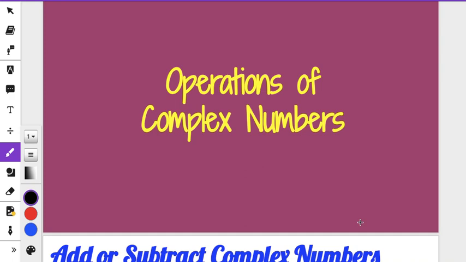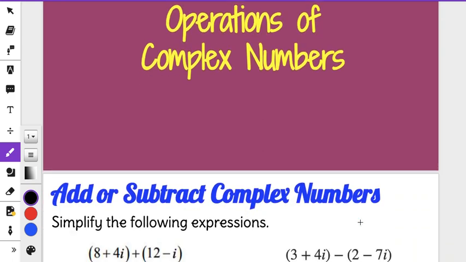Hello everyone, welcome back. In this video, we are going to continue our conversation about complex numbers. This time, we are going to focus on how to perform operations of complex numbers. The major operations we're going to work on are adding, subtraction, and multiplication. Let's see the first examples.